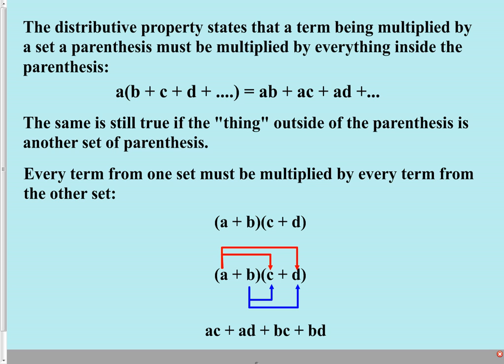Okay, so as a result, you end up with A times C, whatever that is, being added or subtracted with whatever A times D is, being added or subtracted with whatever B times C is, and added or subtracted with whatever B times D is.